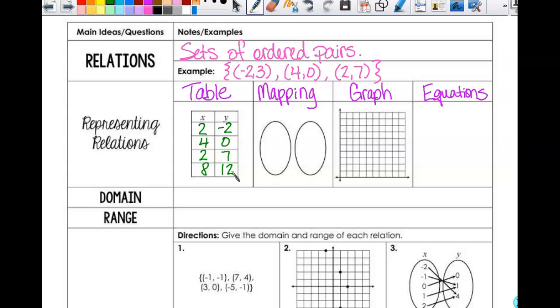All right. Mapping, we're going to use these numbers in our first oval. We're going to have -9, 0, and 2, and then 5, 7, and 9. So when you have a mapping, we could say that -9 maps to 9, 0 maps to 7, 2 maps to 5, as an example.